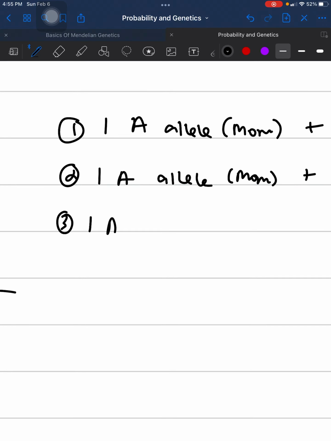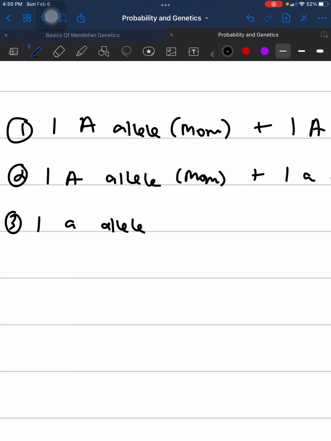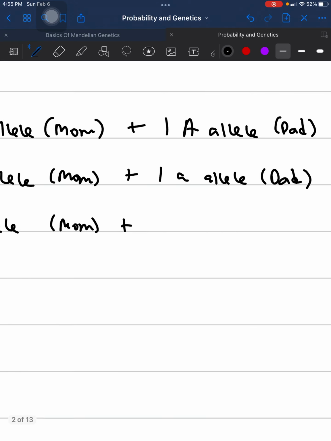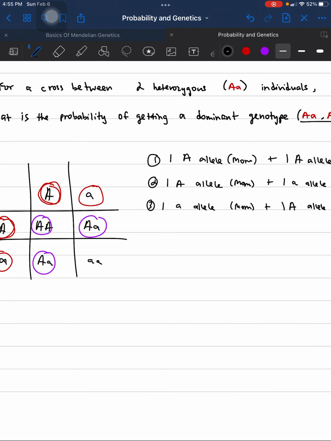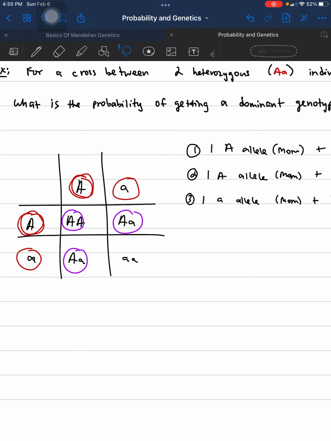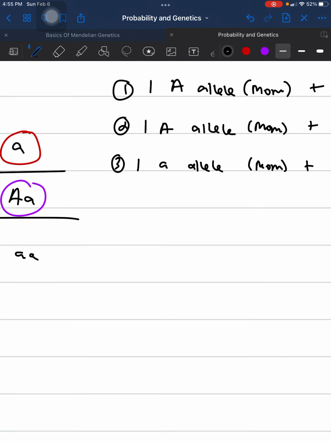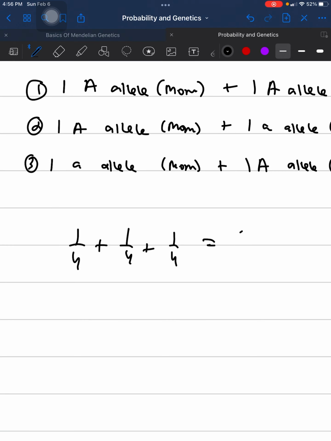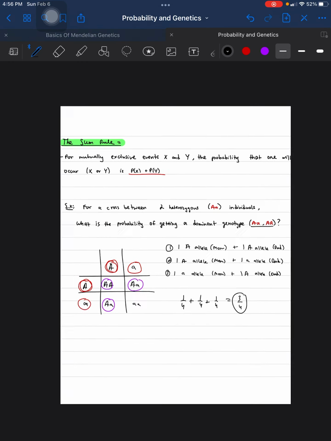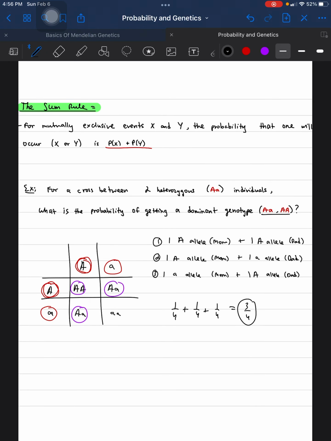Or 1 lowercase a allele from mom plus 1 capital A allele from dad, giving us another heterozygote. So the probability of each of these events happening is 1/4, right? Since there are 4 total offspring, 1 of each happening. So we have to do 1/4 plus 1/4 plus 1/4, giving us a probability of 3/4. So this is how you apply the sum rule.